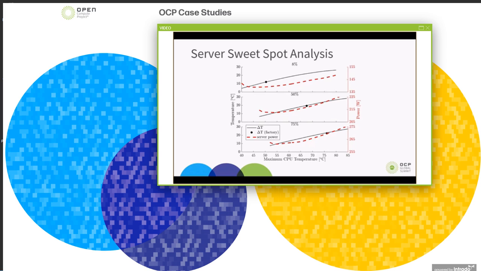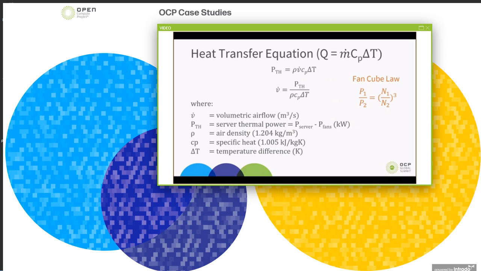And we also need to go to the fundamentals of heat transfer. Q equals mCp delta T. If we rearrange this equation a little bit, we see that V dot, or the volumetric airflow, is inversely proportional to the delta T across the server. So if we double the delta T, we halve the volumetric airflow.